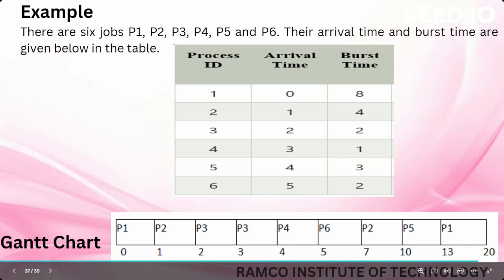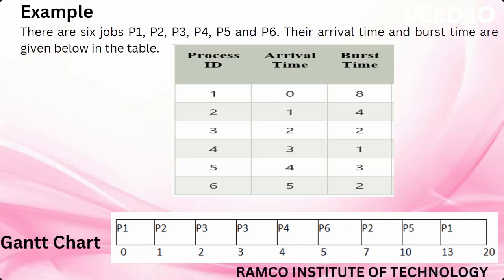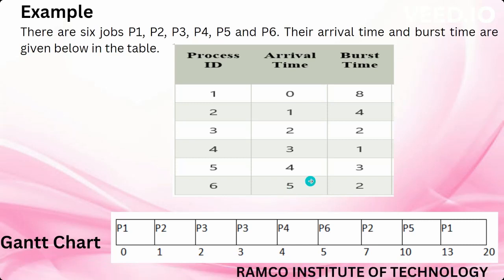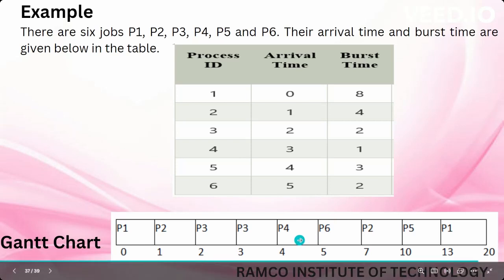The next process is P5. P5 arrives at time unit 4. At this time, the process P3 has completed its execution. The scheduler will compare the remaining burst time of all the available processes. Since the burst time of the process P4 is 1, which is the least among all the processes, it will be scheduled next. It will be executed for the next 1 unit of time.